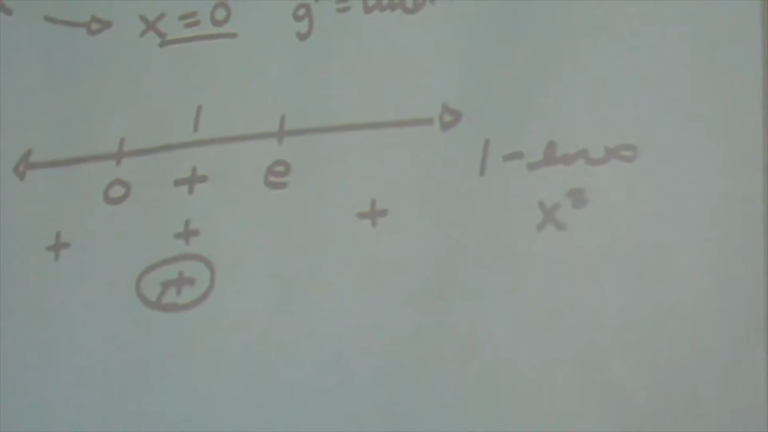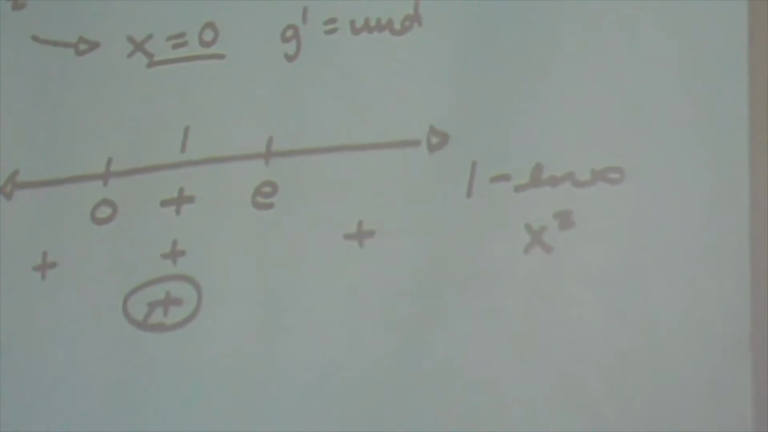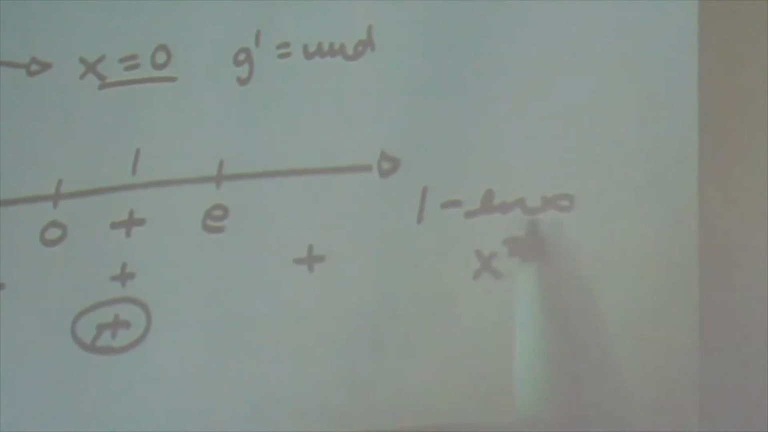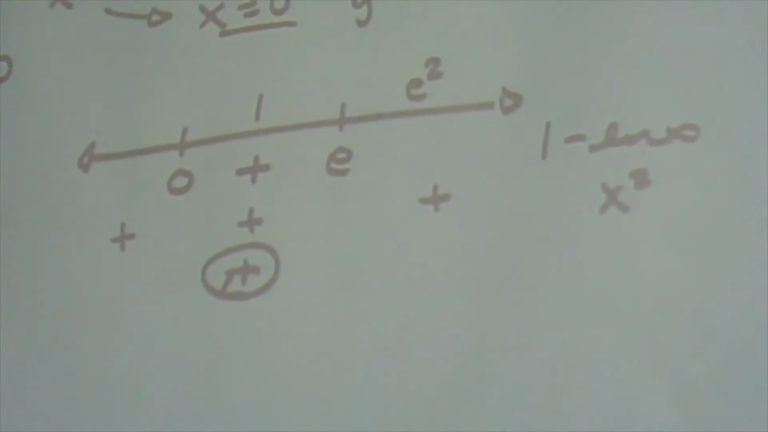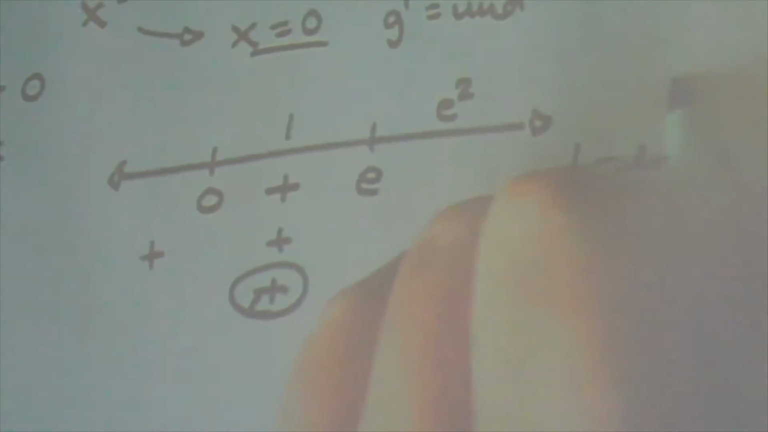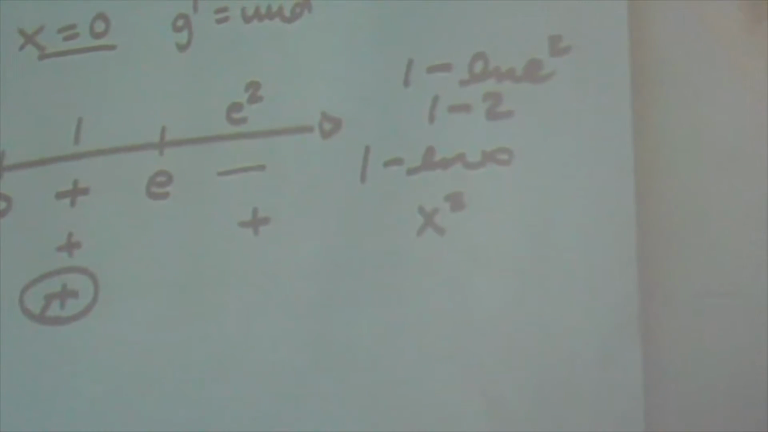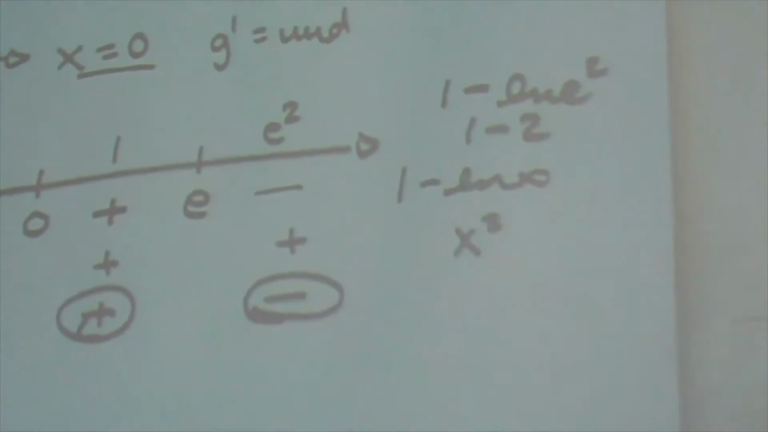Wait, so can't we just stop there since we know it's negative? It's gonna change. Well, yeah, let's just make sure that everyone understands why. What if I plug in something that's easy to evaluate, like e squared? What's the natural log of e squared going to equal? 2. So that would be 1 minus 2, which is negative 1. So that's negative 2.